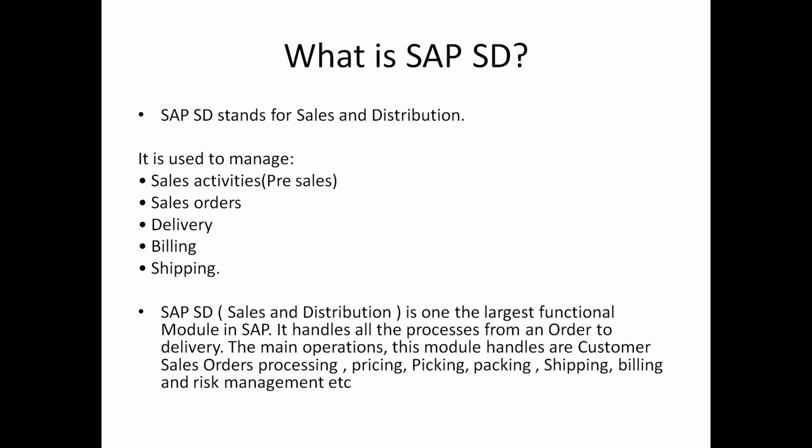Now, we are going to give the introduction to the specific module named SD, that is Sales and Distribution. What is SAP SD? SAP SD stands for Sales and Distribution. It is one of the most important functional modules in SAP. It handles all the processes. It manages the sales activities, sales order, delivery, billing and shipping.